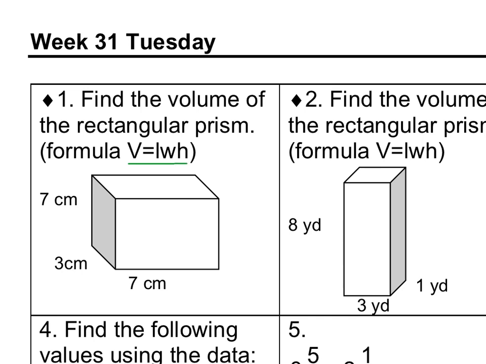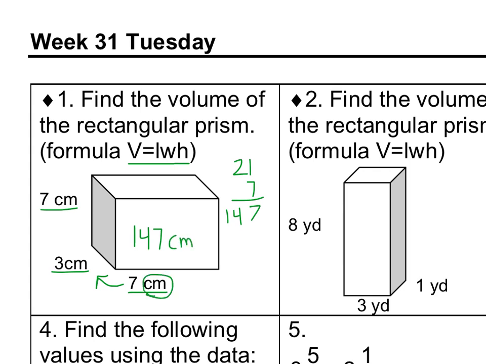All right, week 31, Tuesday, and we are again starting with volume, and the formula for volume is length times width times height. And so we have our 7 times 3 times 7. So we'll do 21 times 7, because I did 7 times 3, which is 21. And that's going to give me 147. And that's going to be the units, which is centimeters.